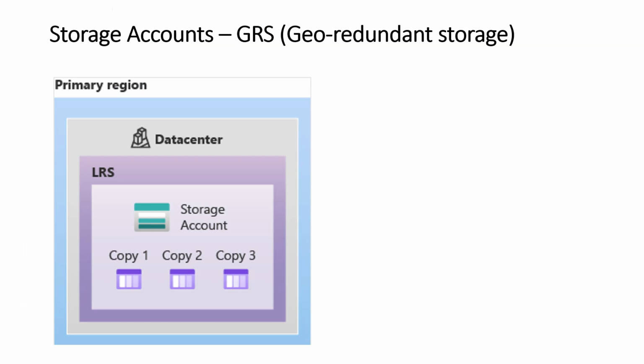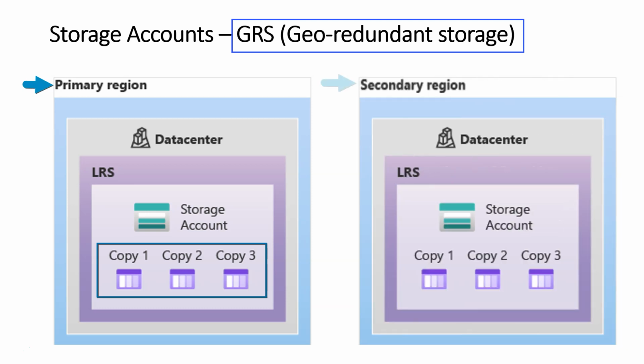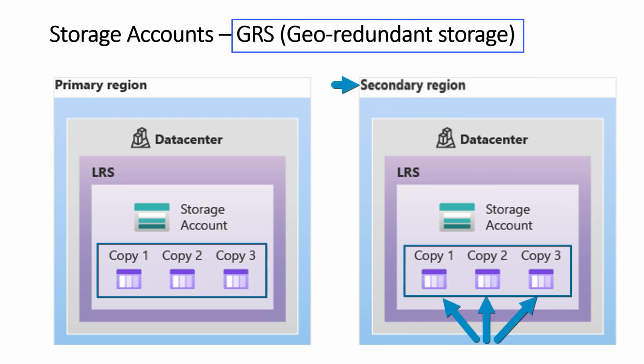So the next one we are going to talk about is geo-redundant storage. As we have seen in locally redundant storage, we have 3 copies in the same region. So what happens in geo-redundant storage? We create a secondary region. The same kind of 3 copies as in locally redundant storage are created in the secondary region. So we are talking about a total of 6 copies.